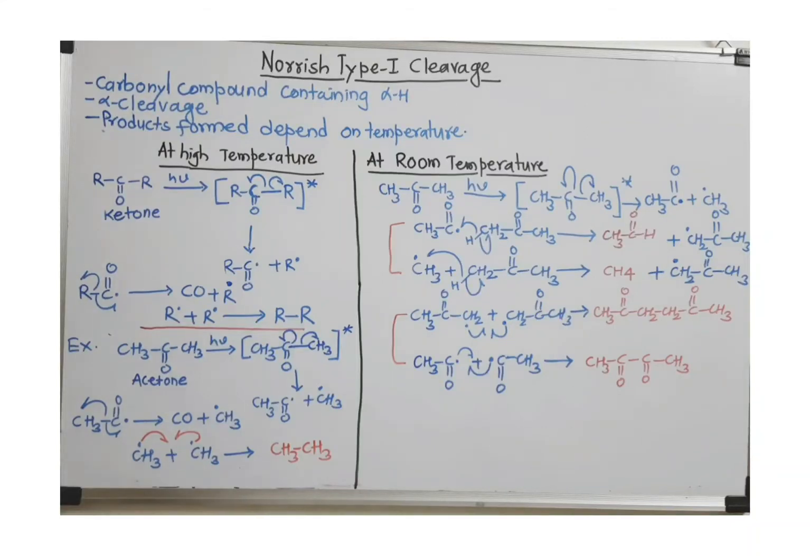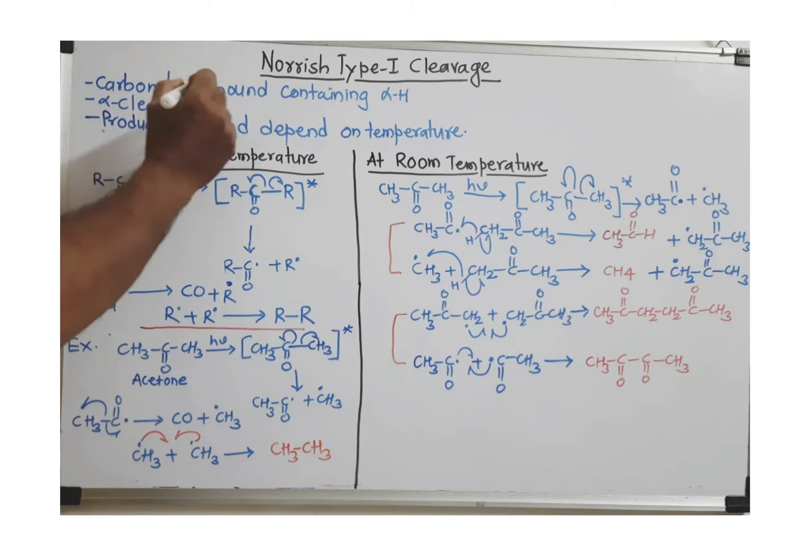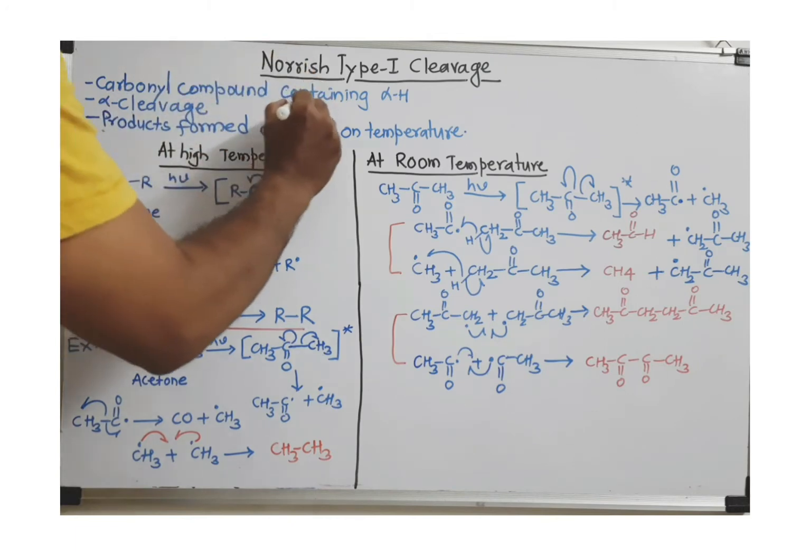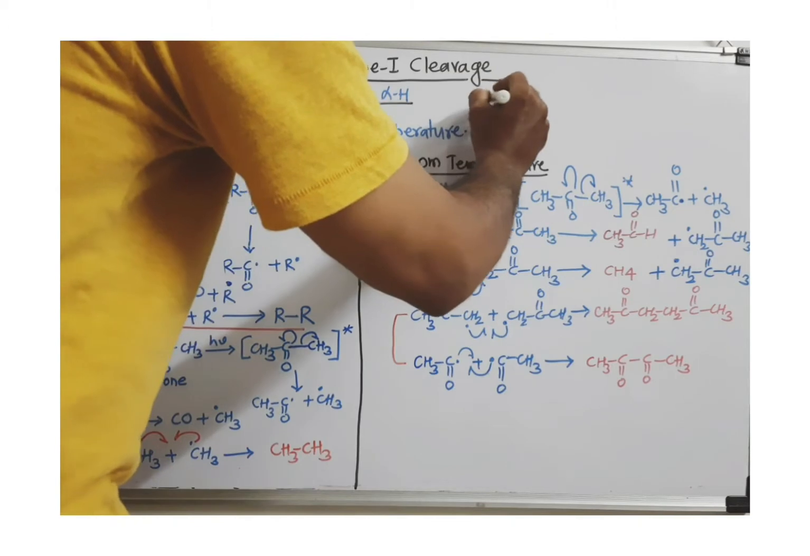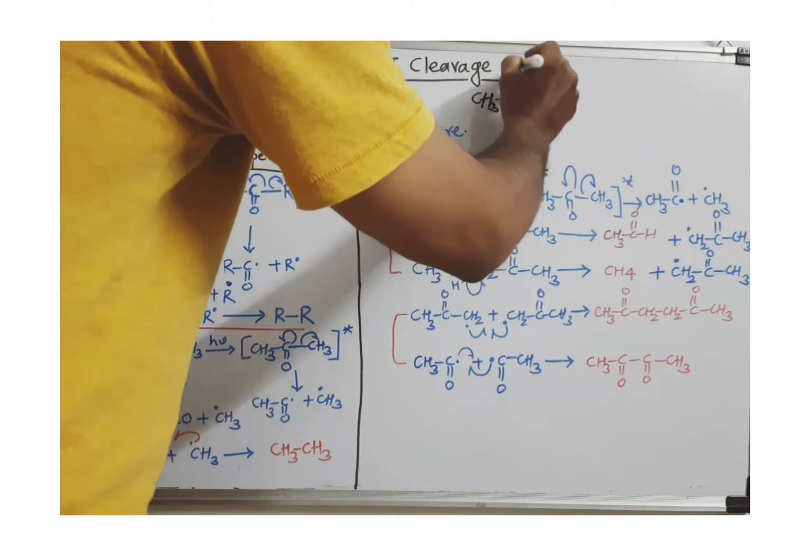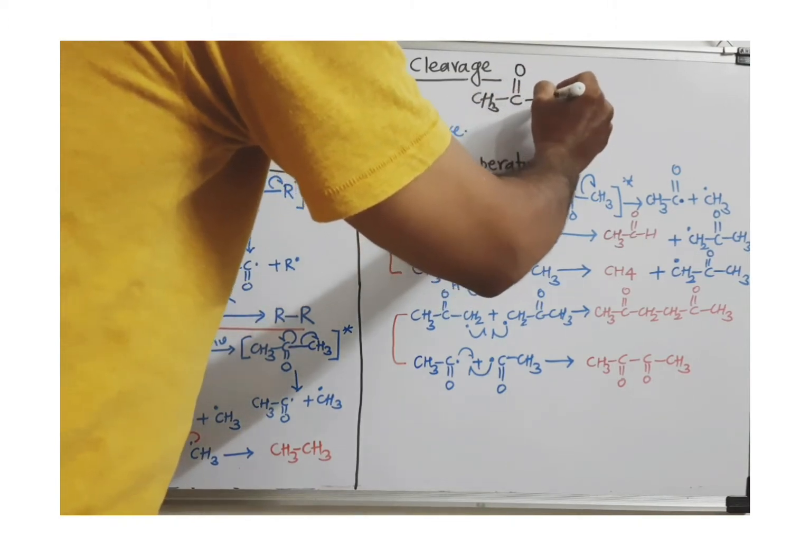Norrish type 1 cleavage. This is the reaction of carbonyl compounds, meaning aldehydes and ketones. What is required for this reaction? There must be an alpha hydrogen, and in this reaction there is always alpha cleavage. What is alpha hydrogen? The hydrogen present at the alpha carbon.